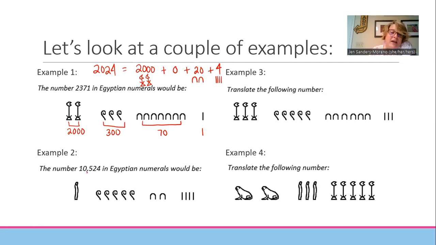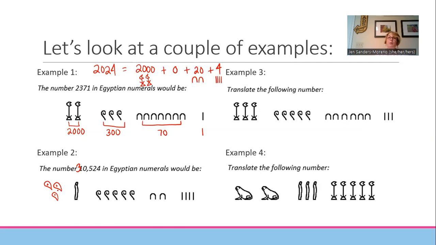As you can see, you can have bigger numbers. So 10,000, you would need to add that bent finger. If we were going to change this to 310,524, okay? So we've already got the 10,524. The 3, so 100,000 was the tadpole, which to me looks like a raindrop with an eye. Great.